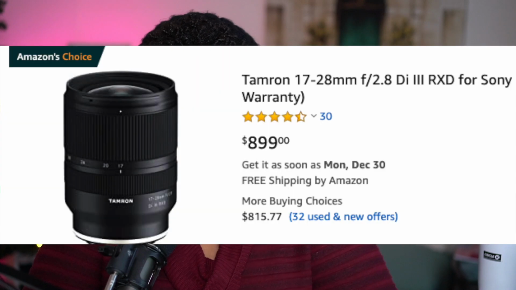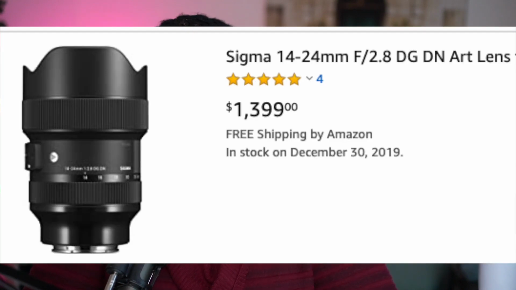Now let's look at the Sony side of things. When I looked at Sony, one, they had a good amount of third-party options. Tamron released a 17 to 28 millimeter lens that's $800. Sigma has one, a 14 to 24, and I think that's maybe $1,300 or something like that.